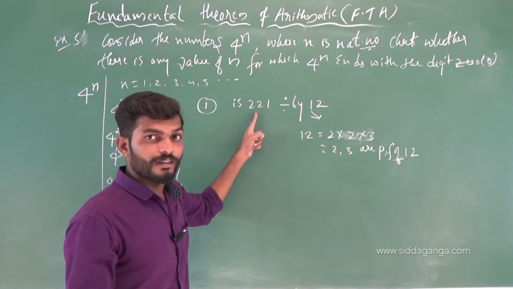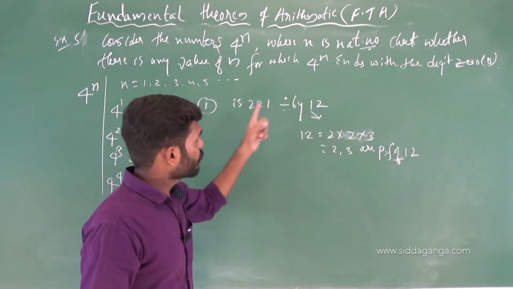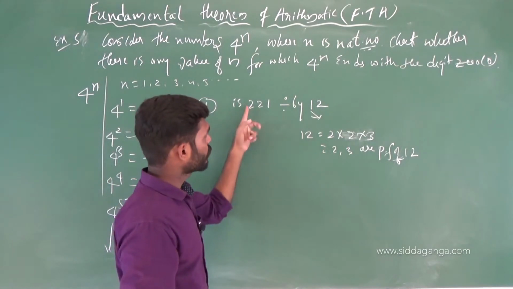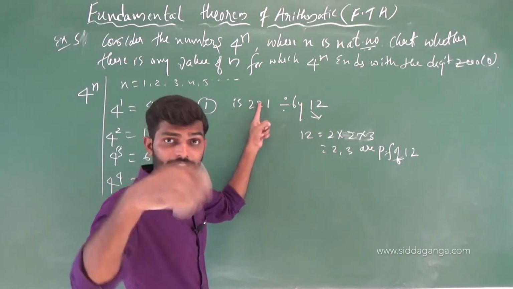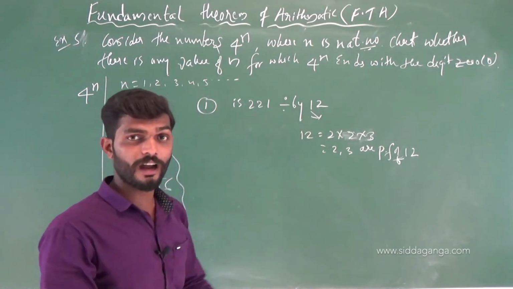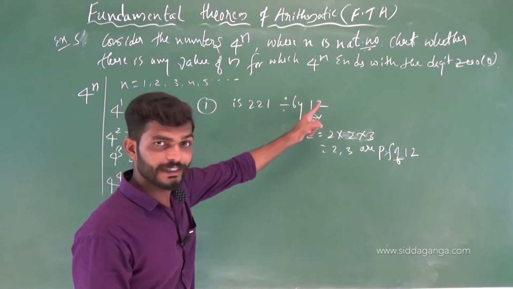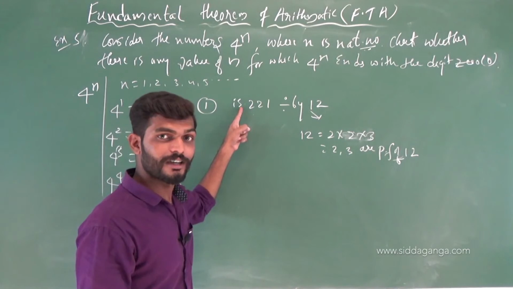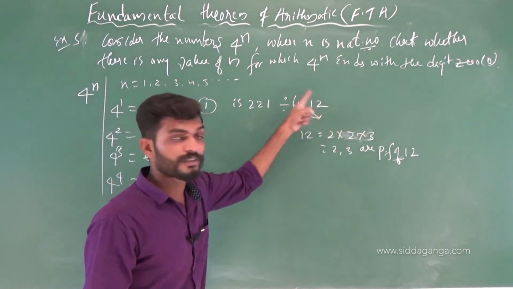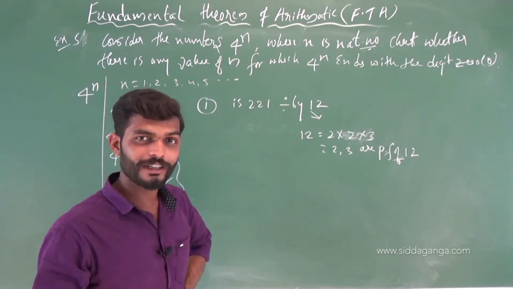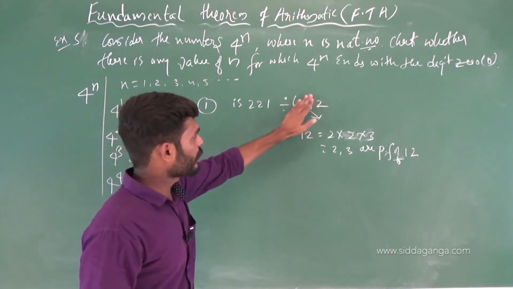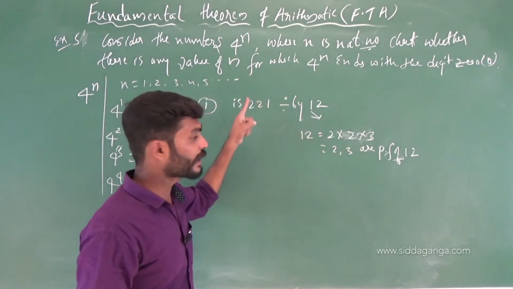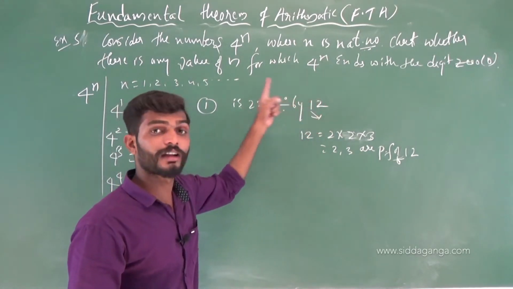Does 2 divide 221? No. Can 3 divide 221? No. Therefore I can easily say that 12 cannot divide 221. If a number divides another number, then that number's prime factors must divide the other number. Following? If 2 and 3 divide the number, only then does 12 divide it.